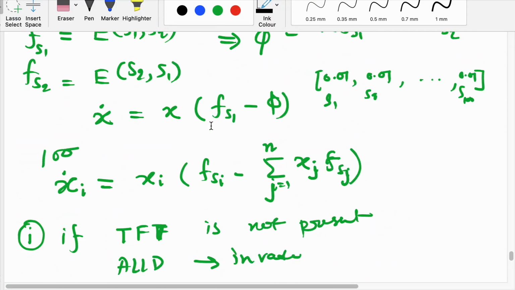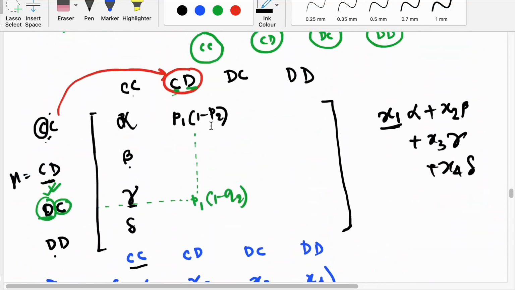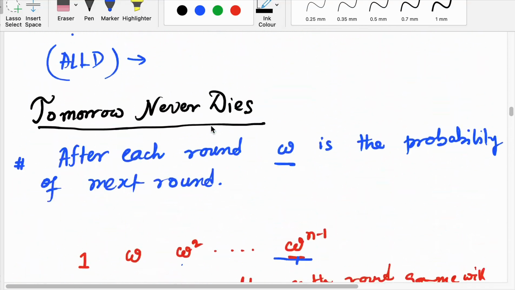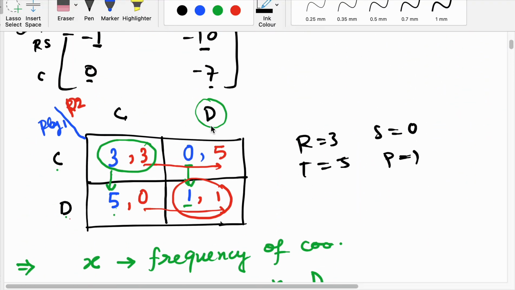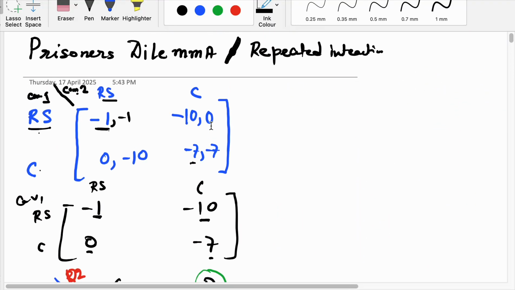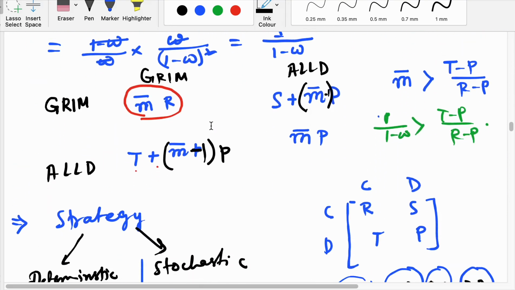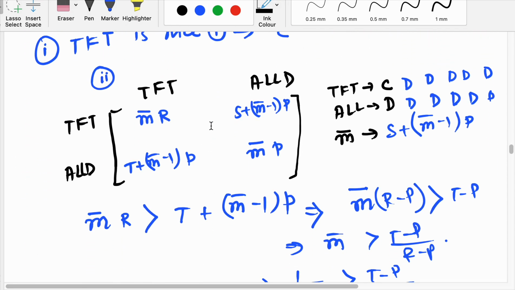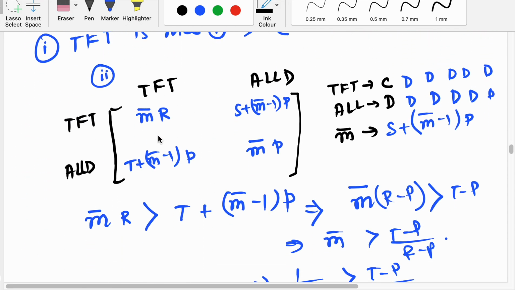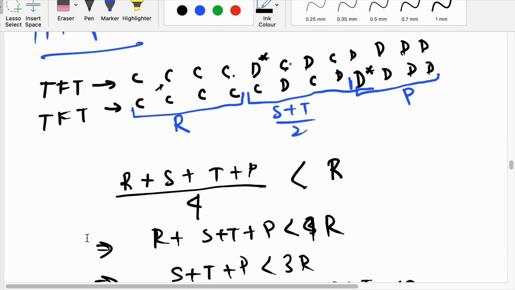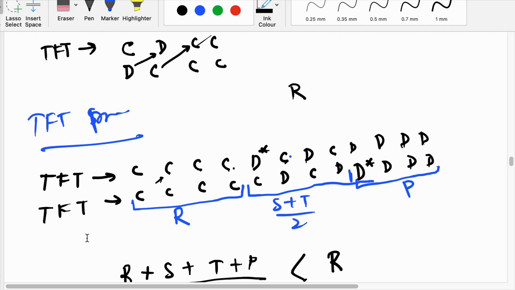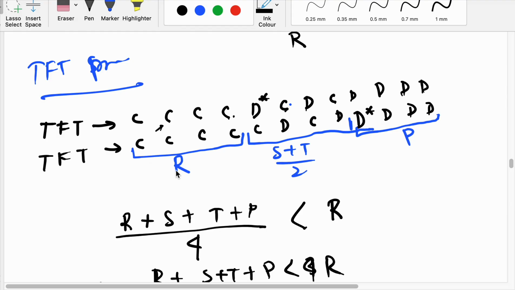Let me briefly recall what we did in the previous class. In the previous class we learned about the repeated prisoner's dilemma, and that there is a strategy, TFT, which can win in the presence of ALLD. That means a population of ALLD cannot invade a population of TFT. And then we said that there is some problem with TFT.